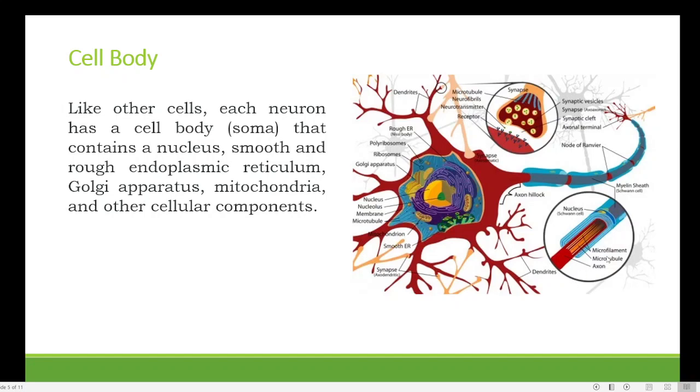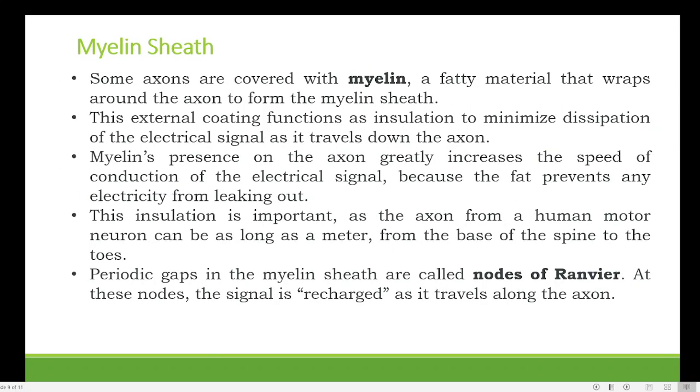So the myelin sheath is a fatty layer, and the purpose of that fatty layer is just like when we have a wire, we give it a plastic coating. The purpose of that plastic coating is to act as an insulator to prevent electricity from leaking to other surrounding material. The same purpose is done by this myelin sheath. It is acting as an insulating layer, just like the plastic coating of a wire. So some axons are covered with myelin, a fatty material that wraps, meaning covers, the axon to form the myelin sheath.